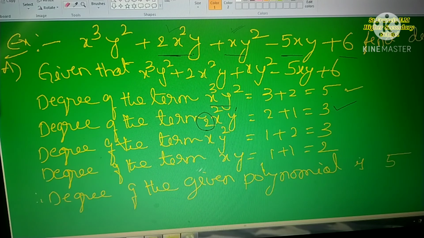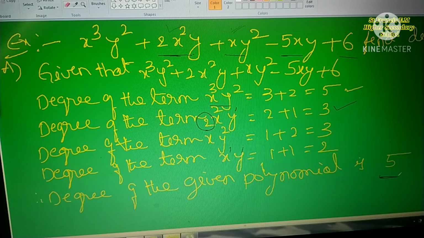After that, the degree of the term xy. Nothing here means power 1, power 1. That means 1 plus 1, equal to 2. After finding the degree for each and every term, check for the highest degree. Which one is higher among all these terms? Among the degrees 5, 3, 3, 2, 5 is the biggest one. So this bigger number is the degree of the total polynomial. The degree of the given polynomial is 5.